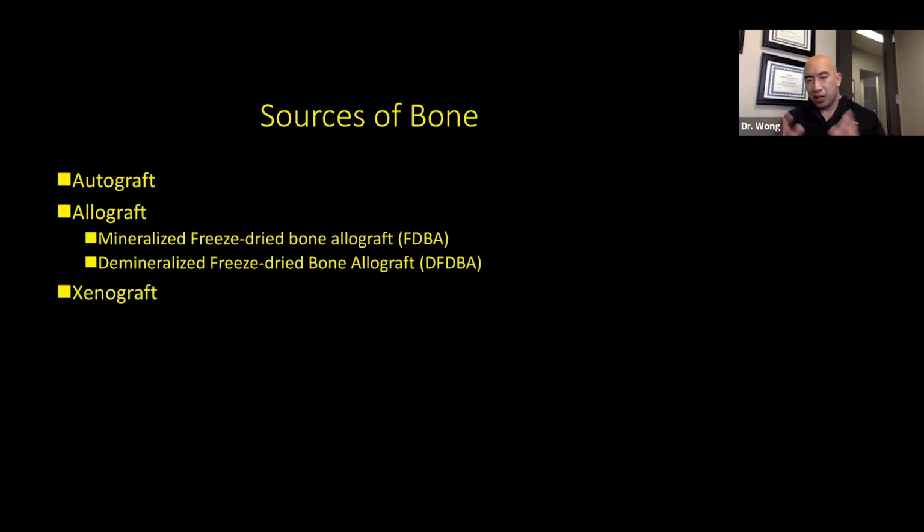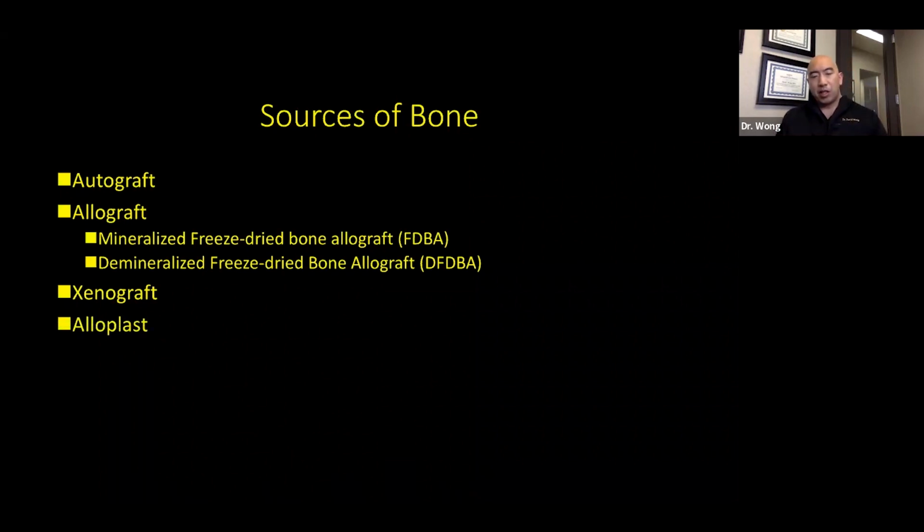The third option is because sometimes patients get kind of freaked out with cadavers and stuff, they'll ask you to use something else like an animal. So sometimes we use a xenograft. Xenografts mostly come from cows or pigs, so bovine or porcine grafts. But it should be noted that sometimes it comes from horses, which is equine bone.